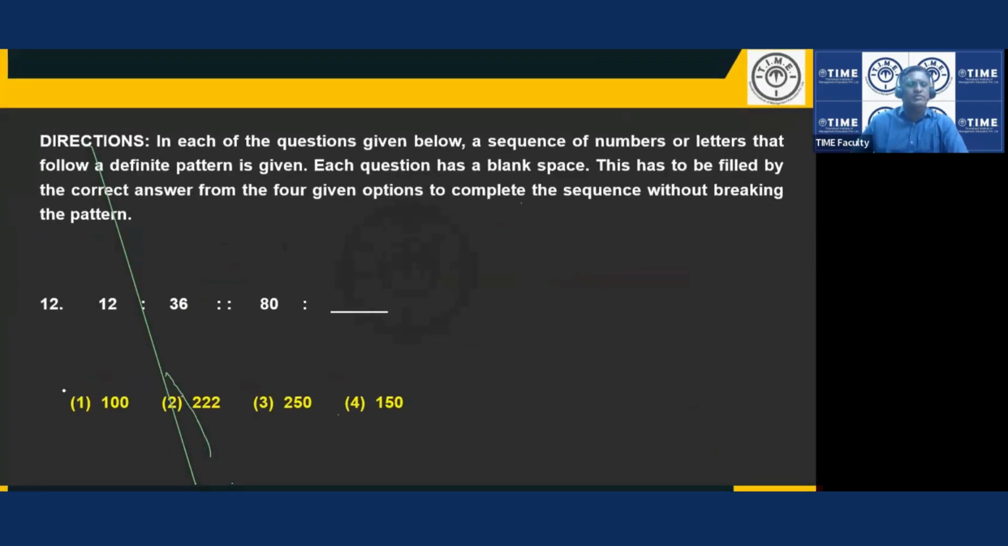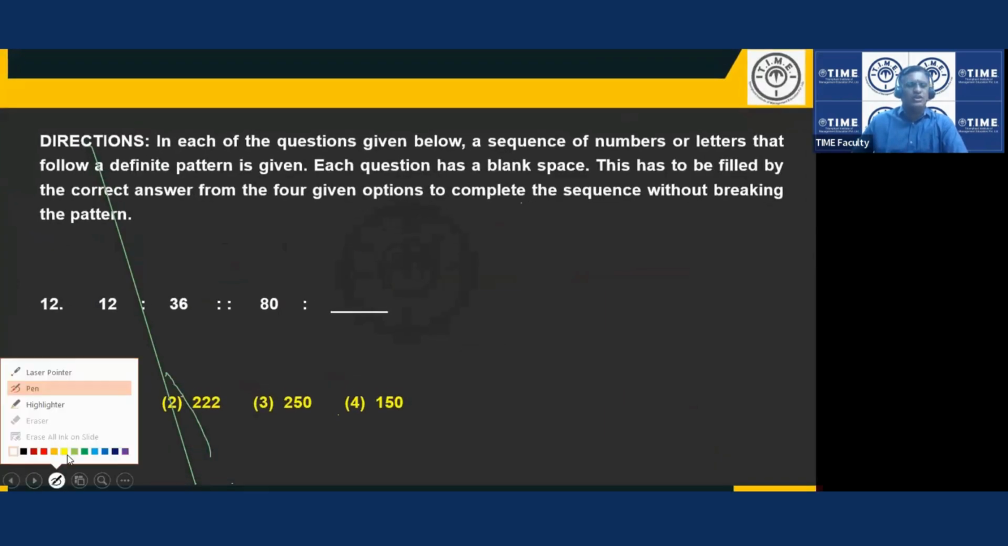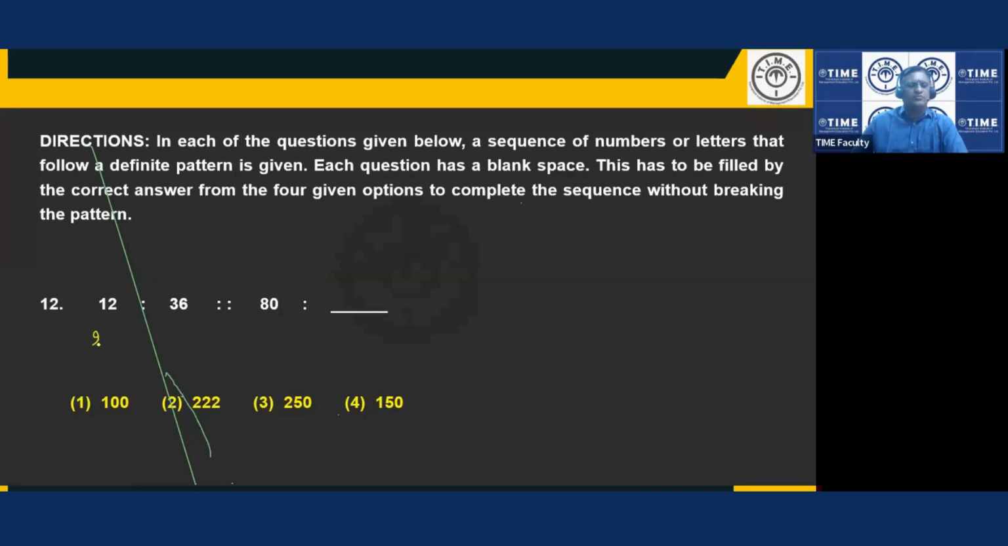12 will be written as a combination of square and cube. 2 cube plus 2 square, 36. 3 cube plus 3 square, 80. 4 cube plus 4 square, according to the same. 5 cube plus 5 square, how much? 150. Option 4. 36 we wrote as 2 cube plus 2 square, not directly 6 square.